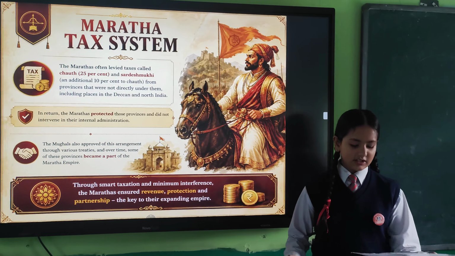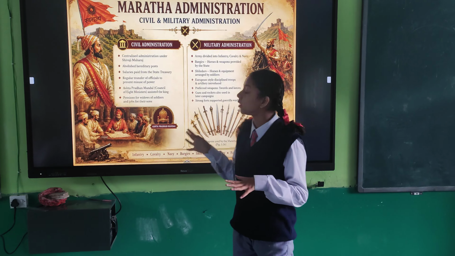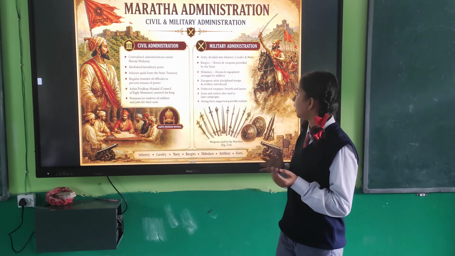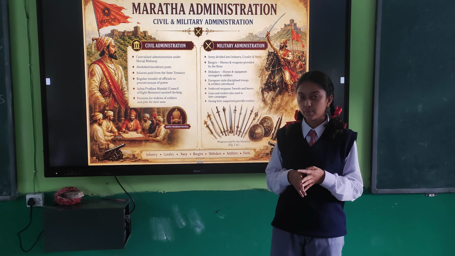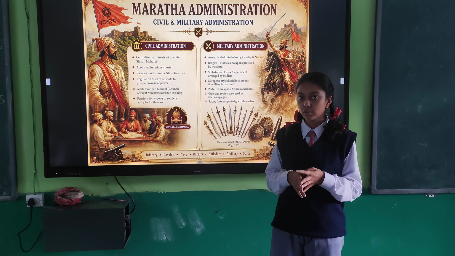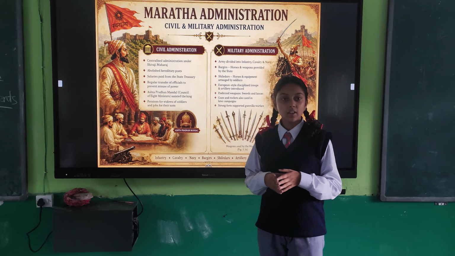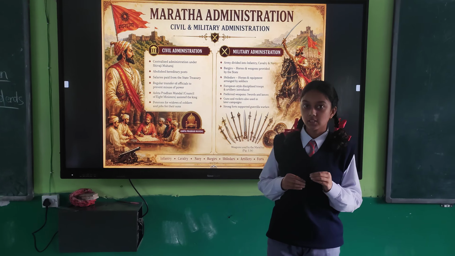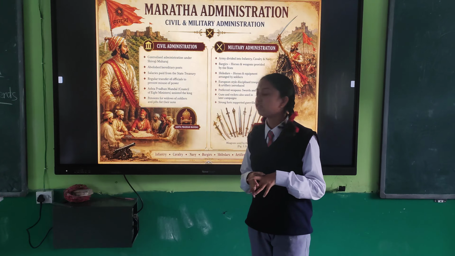Thank you. Now I'll explain the Maratha administration. So basically Shivaji Maharaj had a well-organized administration. In civil administration, he abolished hereditary posts and paid salaries from the state treasury, and he regularly transferred his ministers to avoid misuse of power. He was also associated with the Pradhan Mandal, a council of 8 ministers, as Priyal already told. Then he also gave pensions to widows of soldiers.